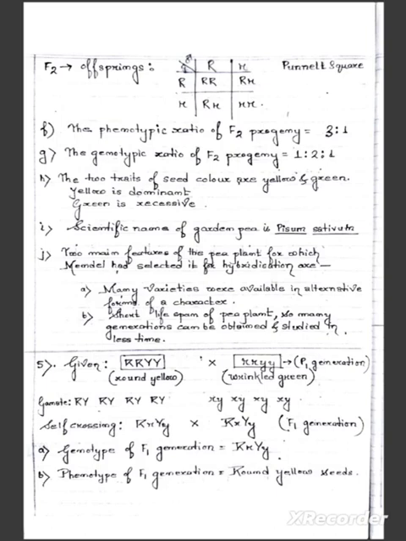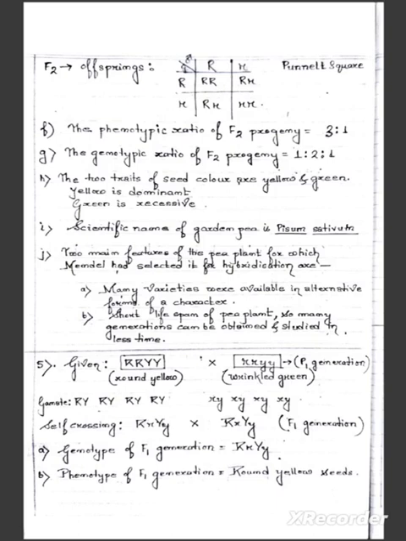Question H is, what are the two traits of seed color? The two traits of seed color are yellow and green, out of which yellow is dominant and green is recessive. The next part of the question was, also mention which is dominant and recessive. So the dominant one is yellow and the recessive one is green.